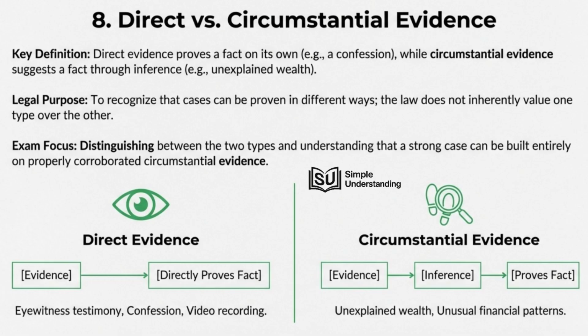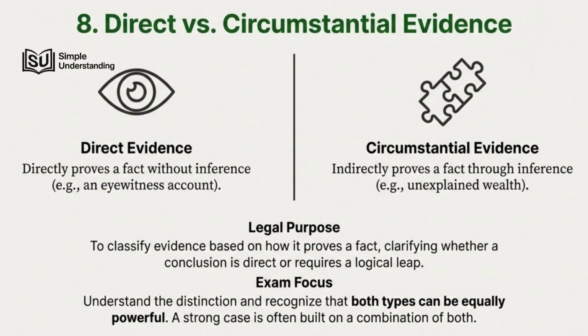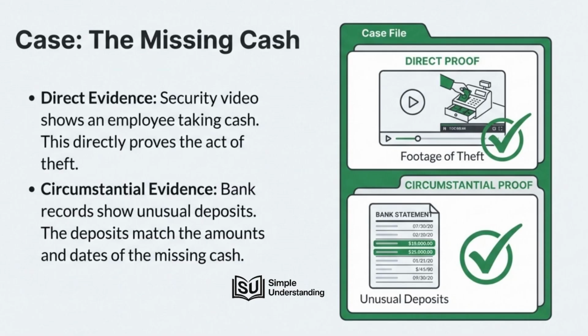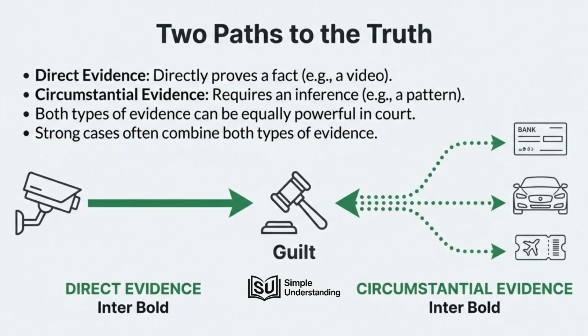8. Direct versus circumstantial evidence. Direct evidence directly proves a fact, such as an eyewitness account or a confession, while circumstantial evidence requires inference, such as financial records showing unexplained wealth. The exam tests your ability to distinguish between these types and understand that both can be equally powerful when properly corroborated. For example, video footage of an employee stealing cash is direct evidence. A pattern of unusual bank deposits matching missing funds is circumstantial evidence. Courts often rely on a combination of both to establish guilt.